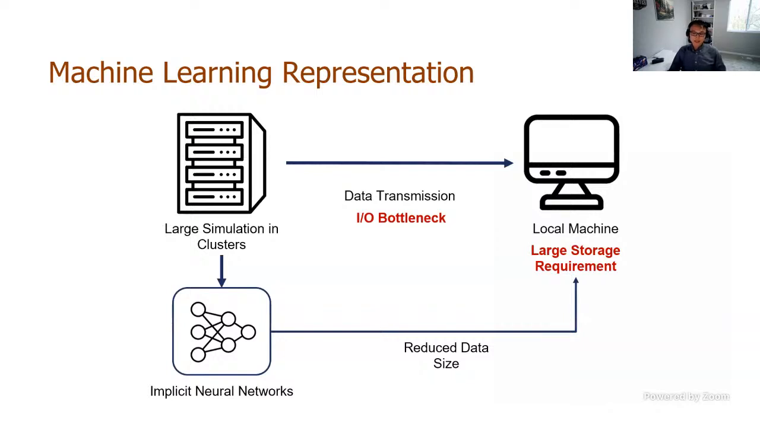As an example of this, this is implicit neural representation, also known as the INR. It uses a neural network to learn a function mapping from a 3D position to a scalar value. Because the number of parameters in the network is much less than the number of grid points in the dataset, this method effectively reduces the data size, mitigating the I/O bottleneck and the local storage issues.